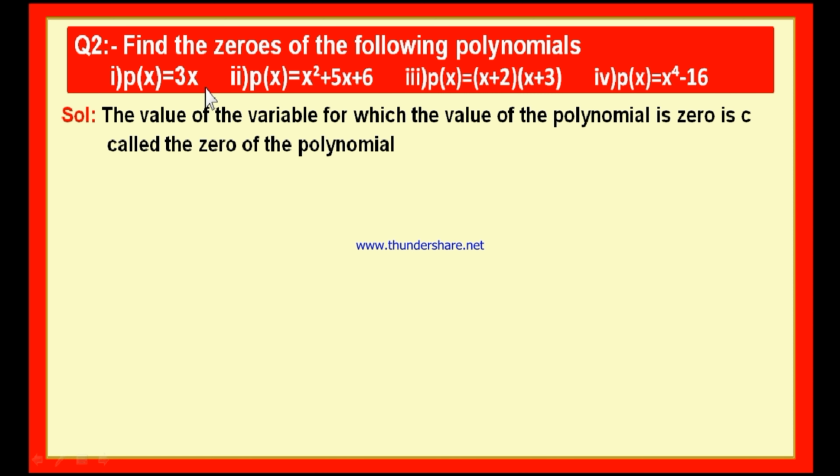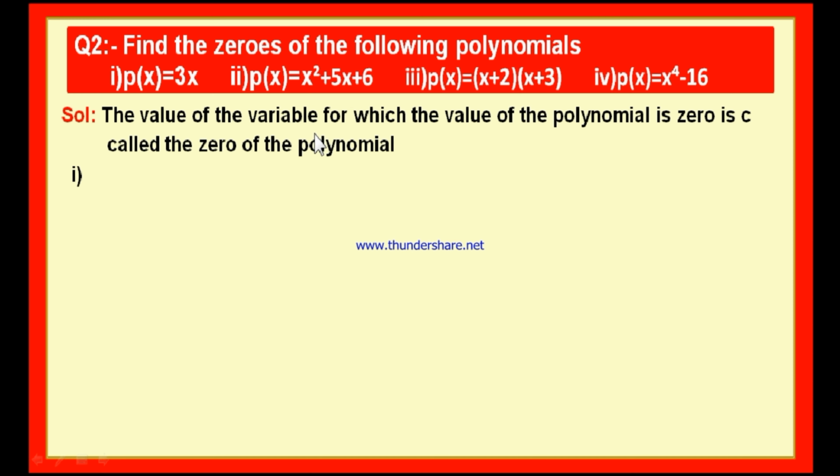For example, if you substitute x is equal to minus 2 here, then minus 2 plus 2 will be 0, and 0 into the whole, this will be 0. Therefore, if you substitute x is equal to minus 2, then the value of the polynomial becomes 0. Therefore, minus 2 is one of the zeros of this polynomial. Like that, the zero of any polynomial is nothing but the value of the variable for which the total polynomial becomes 0. That value of the variable is called the zero of the polynomial.